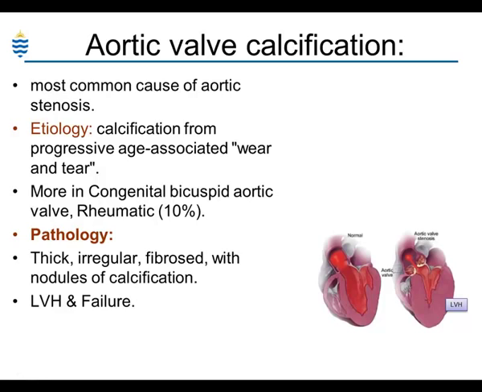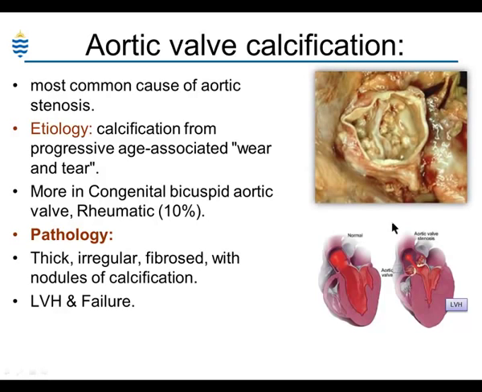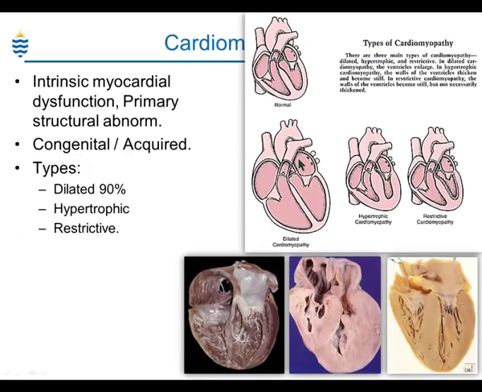Apart from mitral stenosis due to rheumatic fever, the next common clinically is aortic valve calcification, age related, later age, more associated with wear and tear, hypertension, or congenitally abnormal aortic valves, bicuspid aortic valve. It can also occur secondary to rheumatic complications as well. So thick, irregular, fibrosed, calcified, and calcium deposits in the aortic valve cusps.